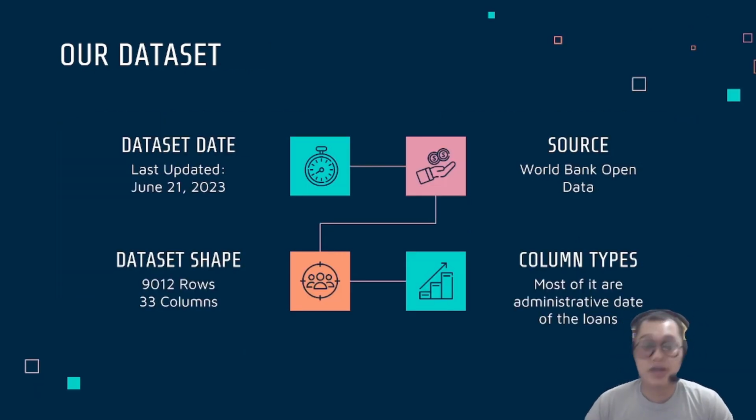Okay, the source of our dataset is the World Bank Open Data, and the dataset used in this project was last updated on June 21st, 2023. The shape of our dataset is 9,012 rows and 33 columns, and the column types are mostly just administrative dates of the loans.